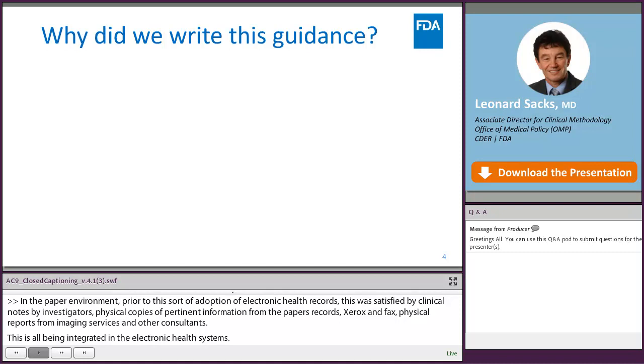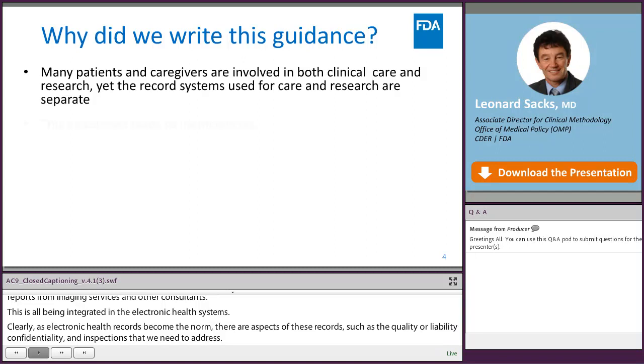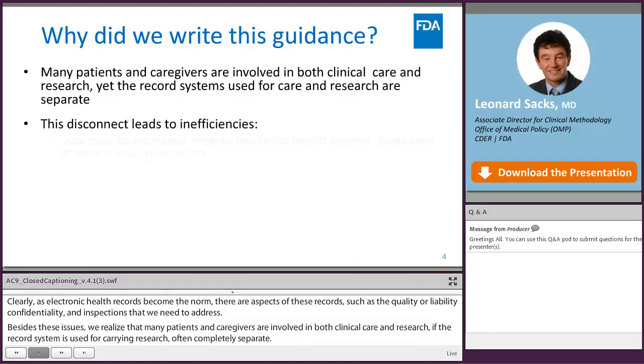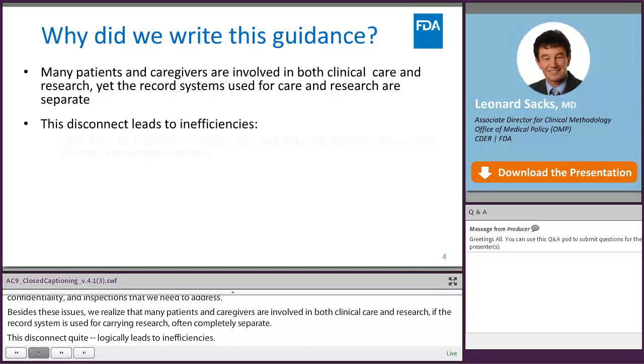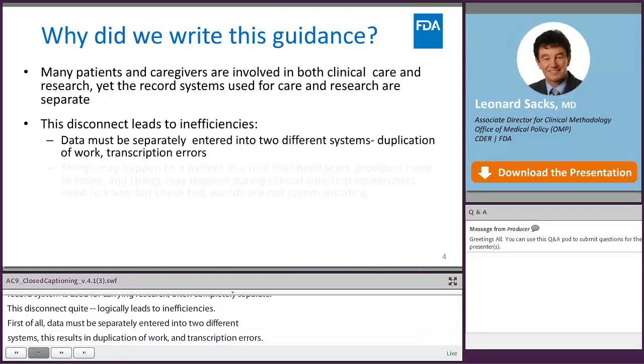Besides these issues, we realize that many patients and caregivers are involved in both clinical care and research, yet the record systems used for care and research are often completely separate. This disconnect quite logically leads to inefficiencies. First of all, data must be separately entered into 2 different systems. So this results in duplication of work and transcription errors. Individuals are looking into one computer and transcribing into another, or from paper into computers, and this obviously increases error.